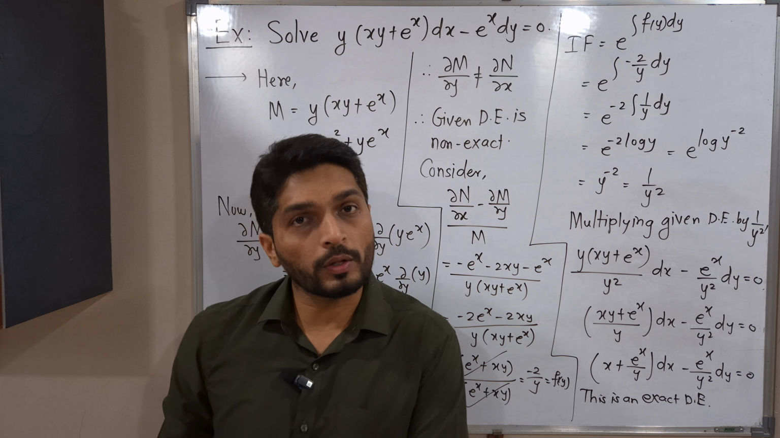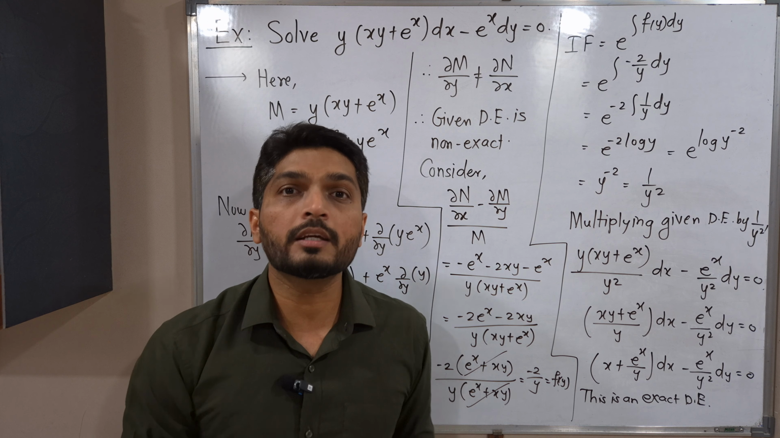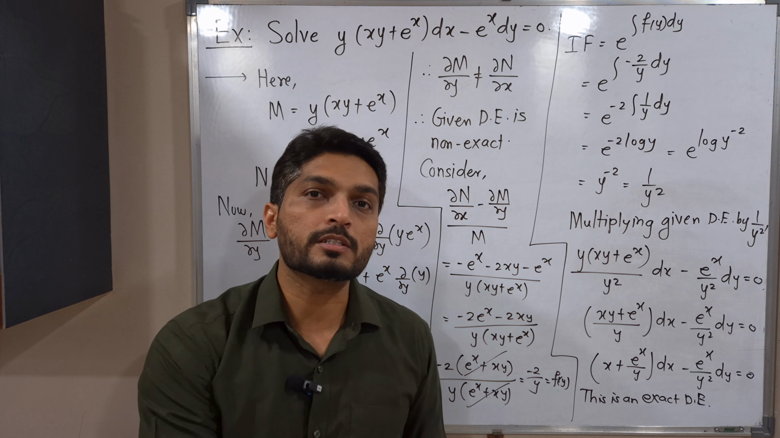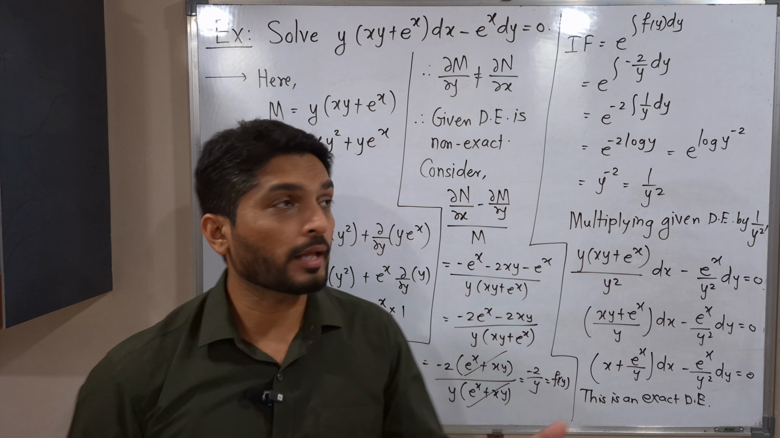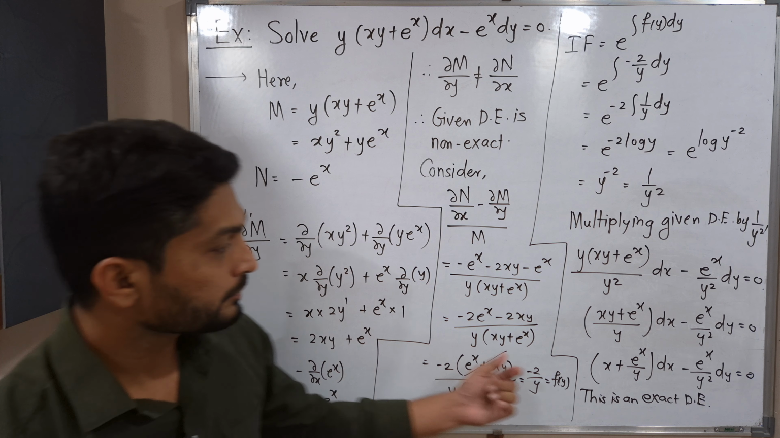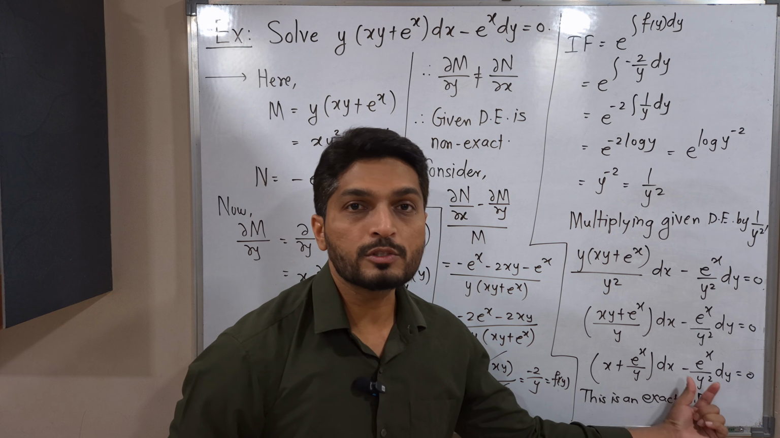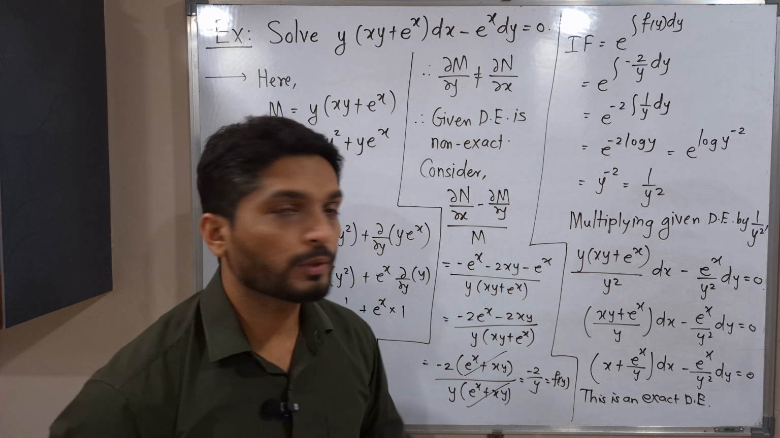Okay, no need to verify again whether it is exact or not. Yes, it is exact definitely. Since initially it was non-exact, we multiplied by the integrating factor. That means definitely now it is converted into exact. So we should note down what is our new M, new N. So that was the old M N, this is new M, this is new N. Getting? So yes, we got it.